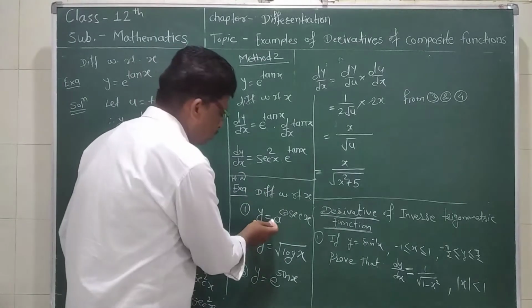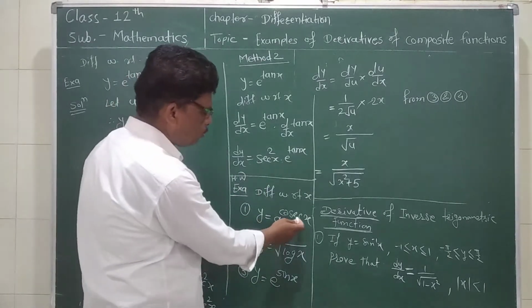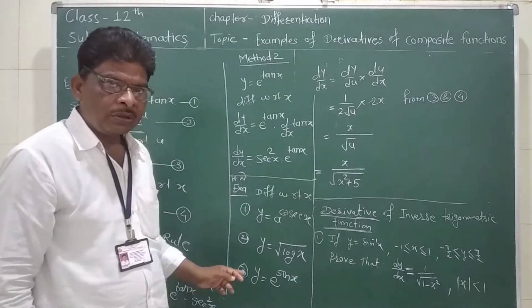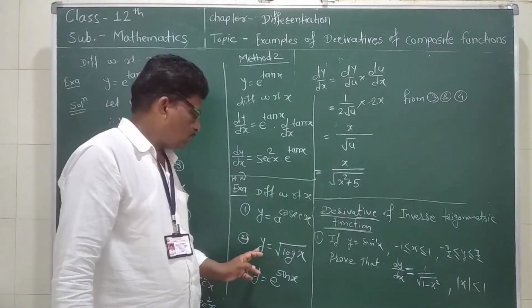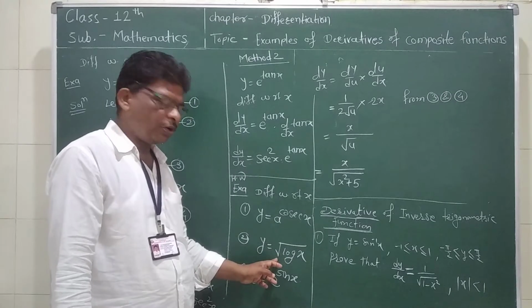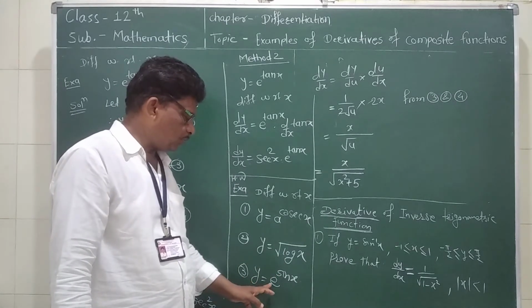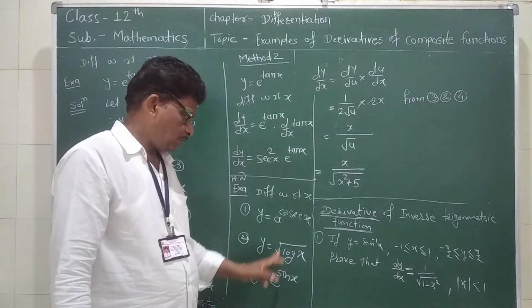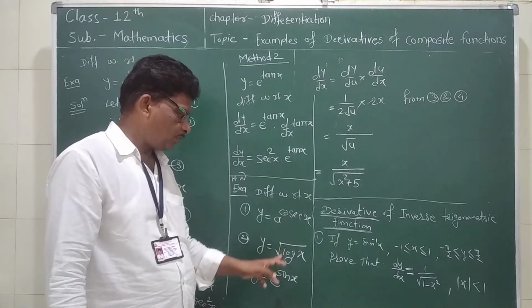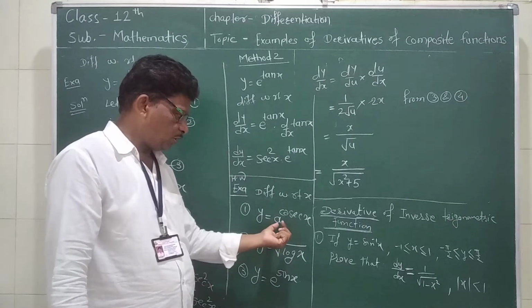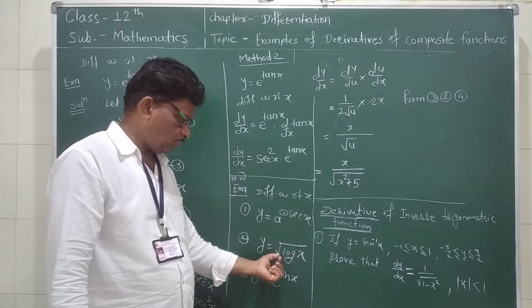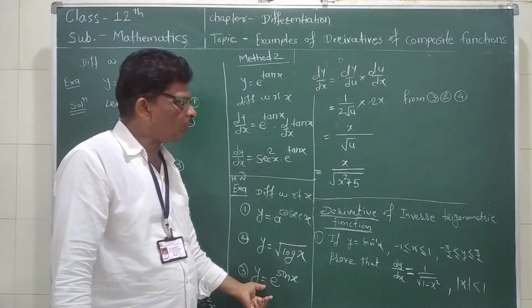Some examples for practice as homework. Differentiate with respect to x. First, a to the power cosec x. Second one is y equal to under root log x, and third is y equal to e to the power sin x. Again here is a combination of algebraic, trigonometric and logarithmic functions. Same way.